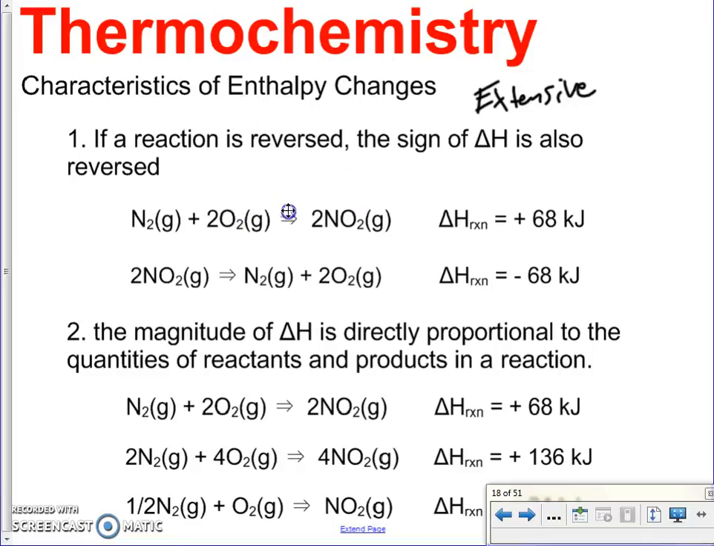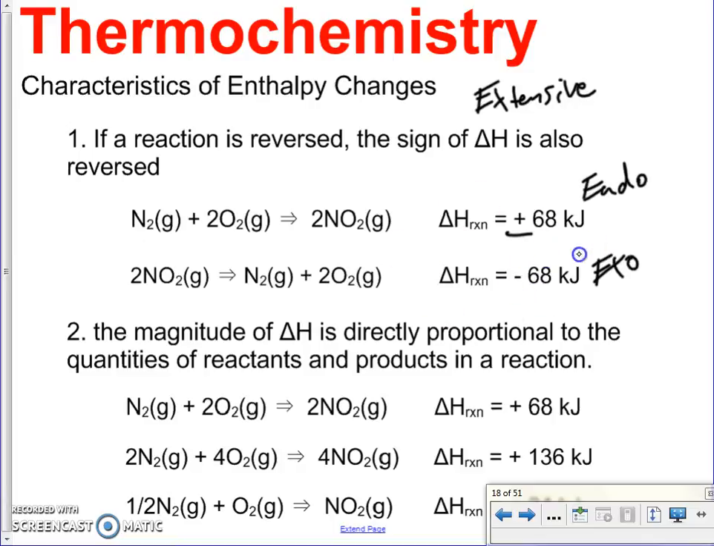We've already talked about this, but notice the first part here. We have nitrogen plus oxygen forming nitrogen dioxide, and we have a delta H of reaction that's 68 kilojoules. Remember, the positive means this is endothermic, meaning energy was taken into the system. Now notice the second reaction here is the same reaction, just the reverse. So now we have nitrogen dioxide splitting into nitrogen and oxygen. Notice what happens to our delta H. Instead of it being endothermic, it becomes exothermic, and it's still the same value.